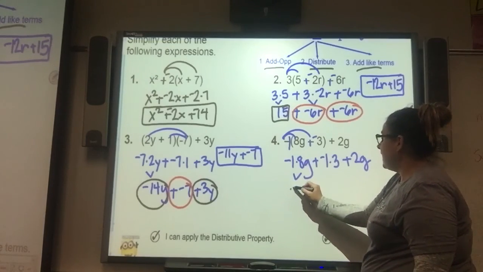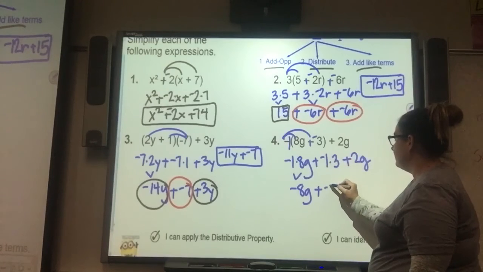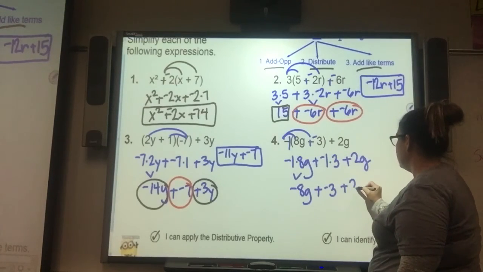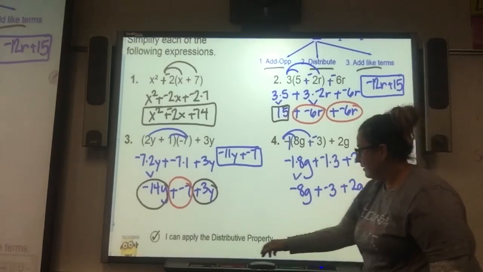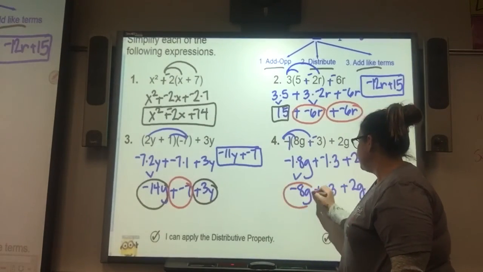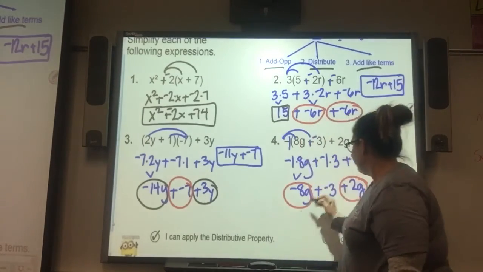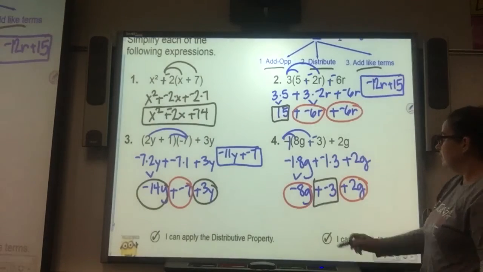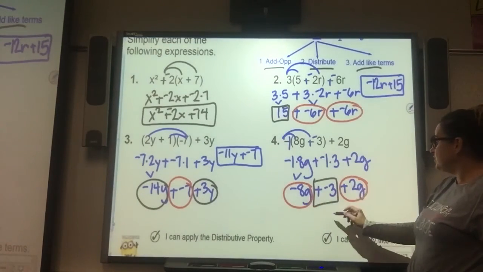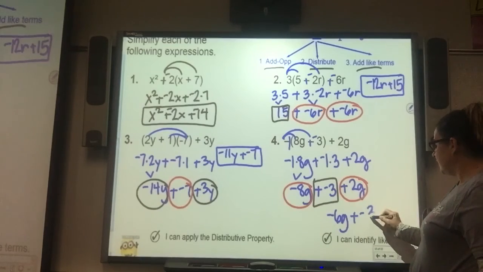Negative 1 times 8g is negative 8g. Negative 1 times 3 is negative 3 plus 2g. Negative 8g plus 2g, and then plus negative 3. Negative 8 plus 2 is negative 6g plus negative 3.